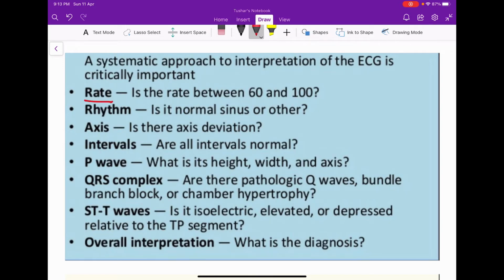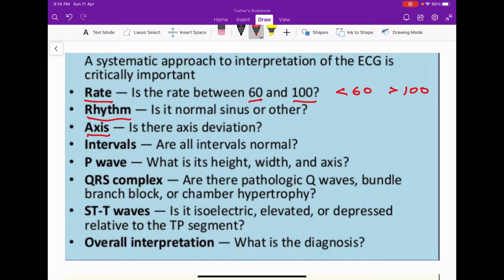The normal heart rate on the ECG has to be between 60 and 100. Anything less than 60 or anything more than 100 is abnormal. Then we come to rhythm. We need to see whether on the ECG the rhythm is normal. If the rhythm is normal, we go to the next step, which is the axis.